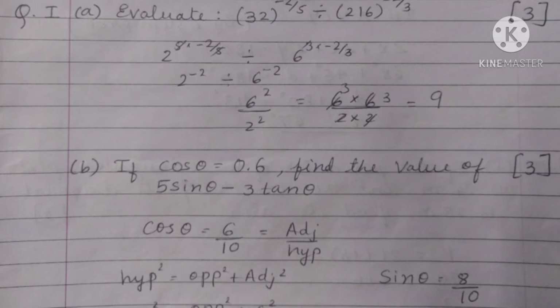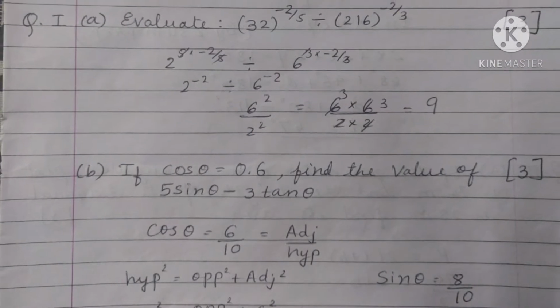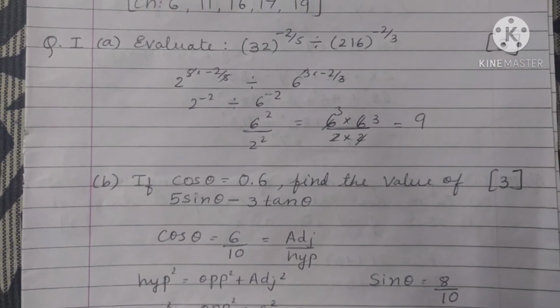Question B. If cos theta is equal to 0.6, find the value of 5 sin theta minus 3 tan theta. This is a 3 marks question. First of all, the value of cos theta is given. Using it, I write 6 by 10 is equal to adjacent upon hypotenuse. Now we all know there are 3 sides of a triangle: one is hypotenuse, one is adjacent and one is opposite. So using Pythagoras theorem, hypotenuse square is equal to opposite square plus adjacent square.